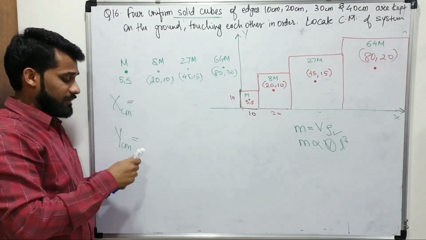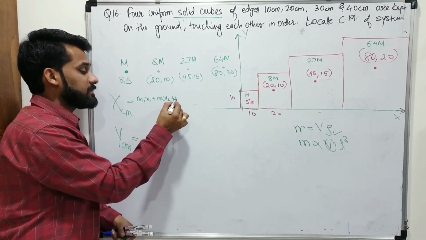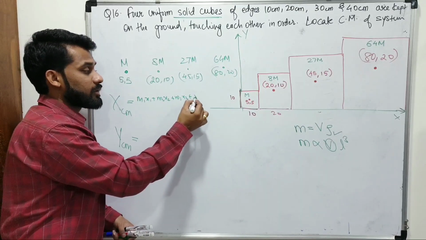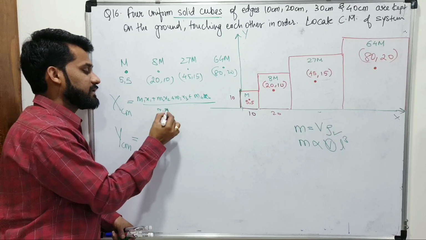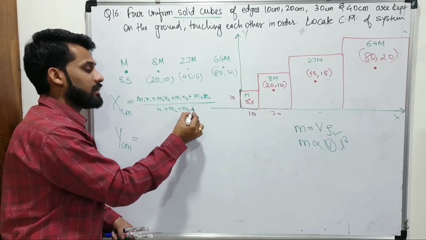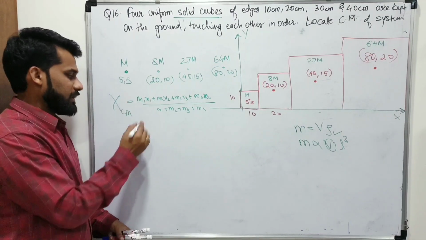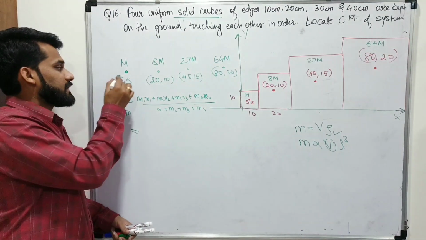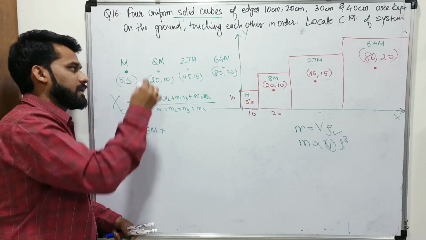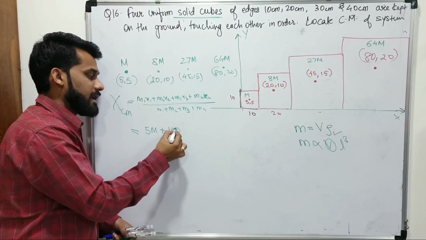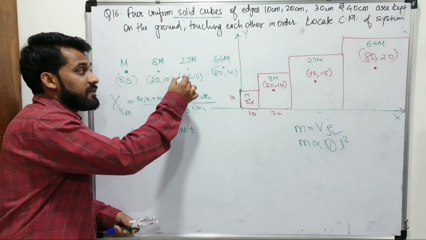The xcm formula is m1x1 plus m2x2 plus m3x3 plus m4x4 up to mnxn. But here there are only 4 terms, divided by the addition of all the masses, right? Similarly for y, the same formula. I will use the formula now directly. If I put the values, m into 5 is 5m plus 8m into 20 is 160m plus 27 into 45.